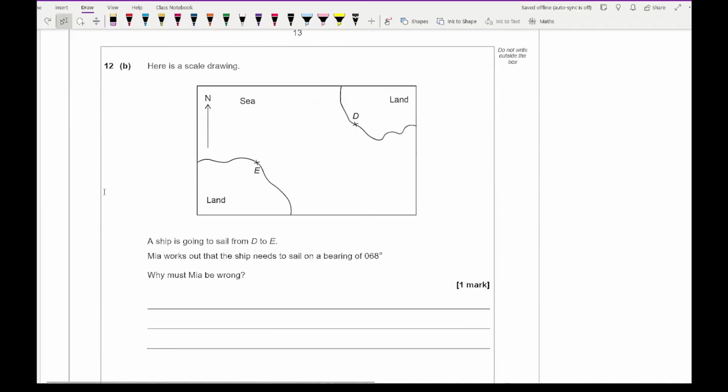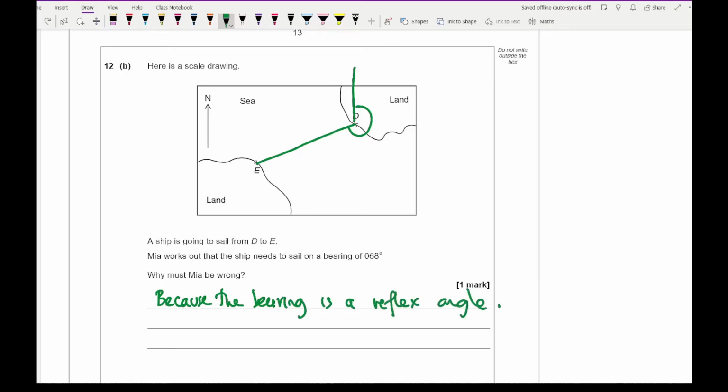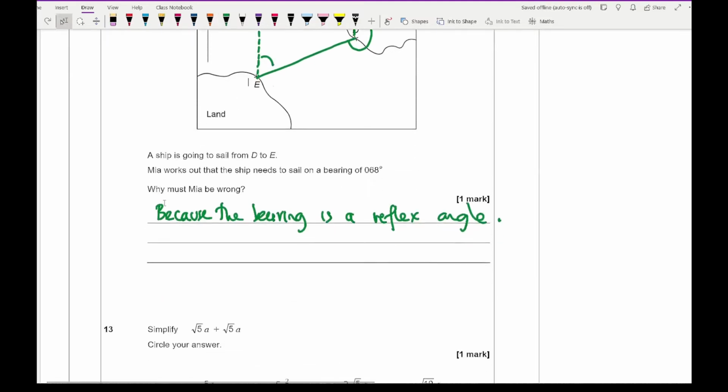Moving on to question 12b, it says here is a scale drawing. A ship is going to sail from D to E, so we're going there. And it says Mia wants to work out that the ship needs to sail at a bearing of 68 degrees. And why is Mia wrong? The reason for that is because the bearing is a reflex angle. And you could also say that maybe she's potentially worked out the angle from E to D, not D to E. So again, that could have been one error.